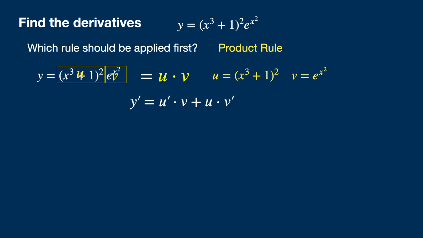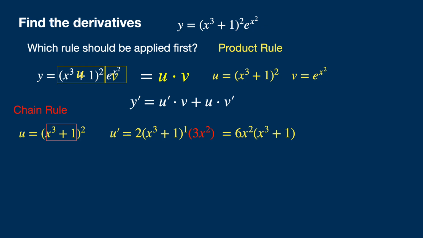After that, for each function you apply the chain rule again. Guys, look at this. For u prime you're going to use the chain rule. What is u? u equals (x cubed plus 1) squared. We apply the chain rule because inside the function is x cubed plus 1. So u prime is 2 times (x cubed plus 1), the degree decreasing by 1, times the derivative of the inside, 3x squared. Simplify that: 6x squared times (x cubed plus 1), where the power is 1.